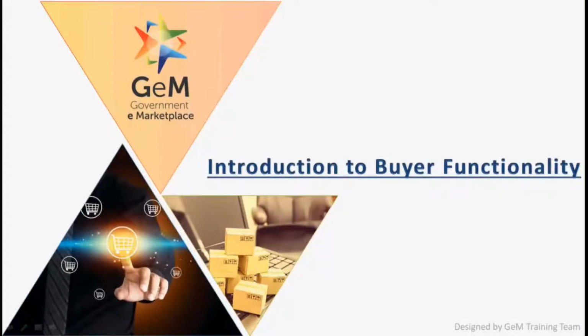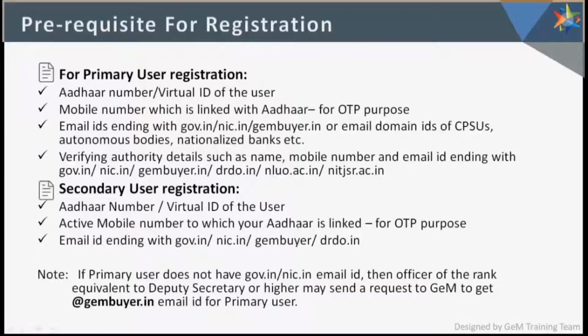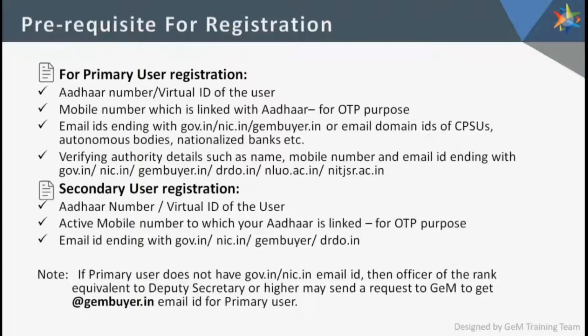In this video, we will explain the prerequisites for registration and important instructions to be followed for registering on GEM. The prerequisites for primary user registration are Aadhaar number or virtual ID of the person to be registered as a primary user, mobile number which is linked with Aadhaar number or virtual ID of the primary user while registering, and OTP will be received in the same mobile number.